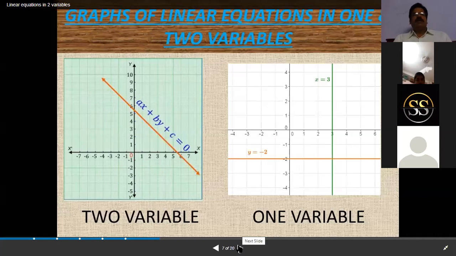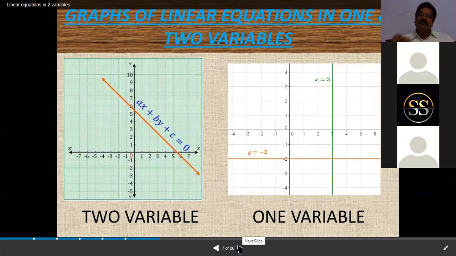Now, graphs of linear equations in one or two variables. On the left side is the two-variable equation ax plus by plus c equal to 0. Its graphical representation is a straight line. For one variable, which we already did in 9th class, you also get a straight line. x equal to 3 is parallel to the y-axis, and y equal to minus 2 is parallel to the x-axis.